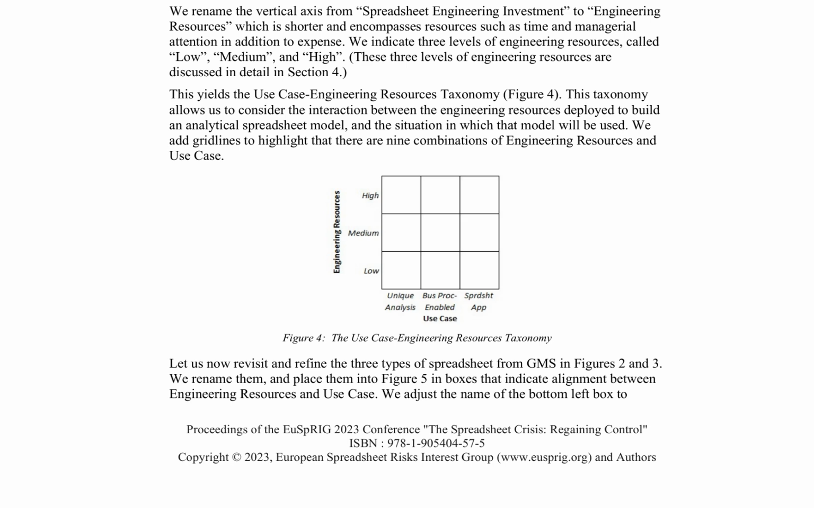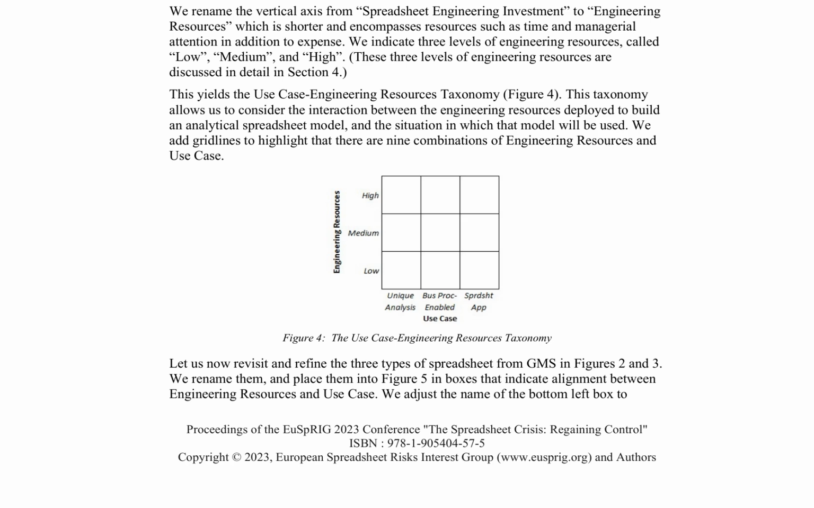This refinement yields the use case engineering resources taxonomy, presented in Figure 4, which enables consideration of the interaction between engineering resources deployed to build an analytical spreadsheet model and the situation in which that model will be used. The taxonomy highlights 9 combinations of engineering resources and use cases. The authors then revisit and refine the 3 types of spreadsheets from GMS, renaming them and placing them into Figure 5, which indicates alignment between engineering resources and use case.